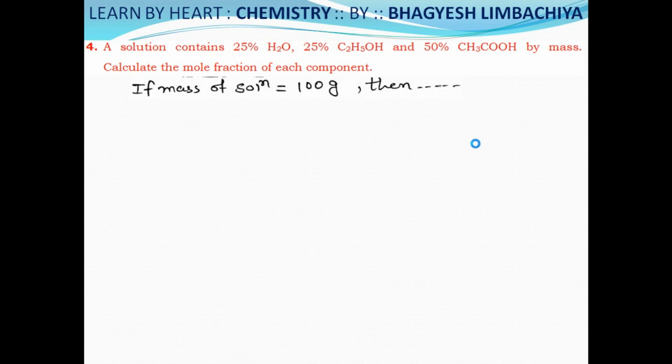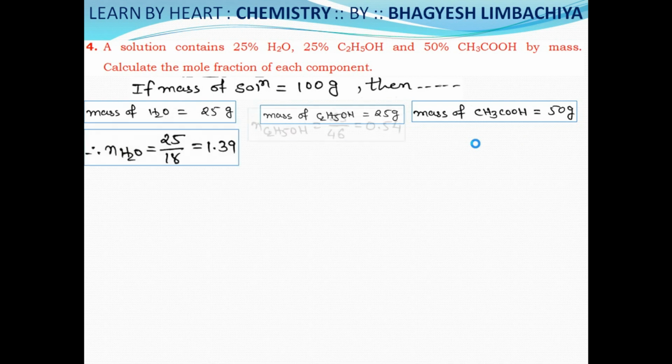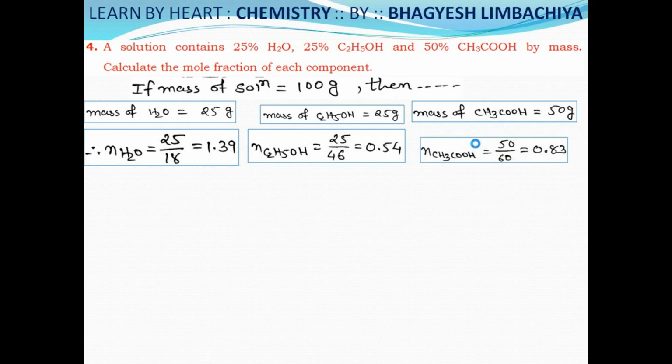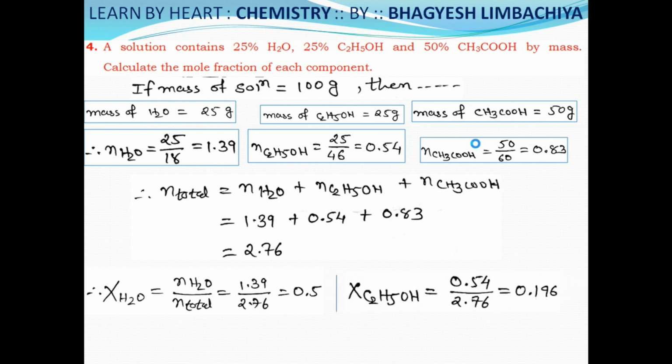So if we take the mass of solution as 100 gram, then we can take mass of water 25, mass of ethanol 25 gram, and then 50 gram of acetic acid. Based on mass, we can calculate the number of moles of water, ethanol, and acetic acid. We know that number of moles equals mass upon molecular mass, so all can be calculated. Now that the number of moles are calculated, N total can be calculated. So mole fraction of water, mole fraction of ethanol, and mole fraction of acetic acid can be calculated.